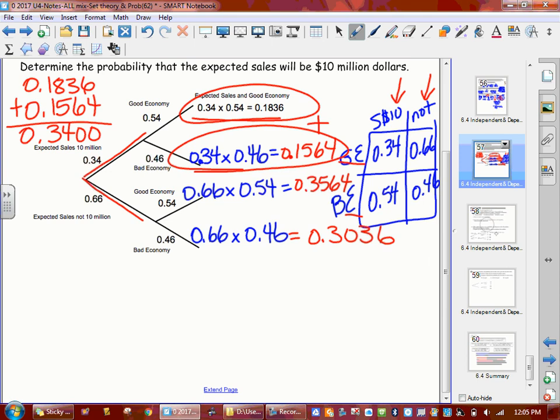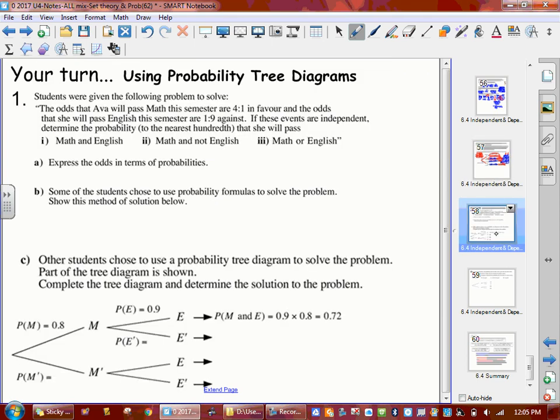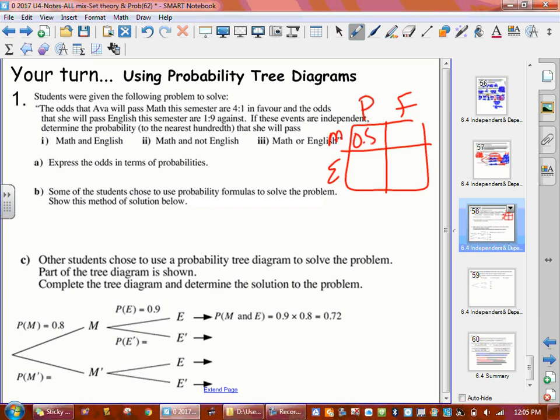Let's take a look at the next example. These are ones I'm going to give you a couple minutes for. Push pause now, play when you're ready. Okay, you've got a couple minutes to look at them. Hopefully you drew your little charts, pass, fail. And we've got math and English, 0.8 and 0.2, 0.9 and 0.1.